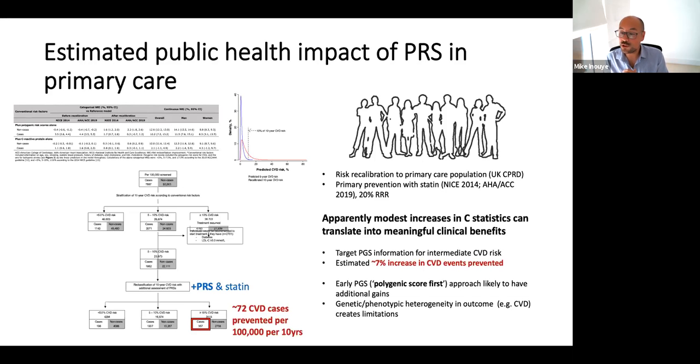So you can extrapolate from there. That's a general estimate based on a primary care population in the UK, and you can add your multiplier there to extrapolate to whatever size you want. But we're talking about thousands at the population level to tens of thousands if you're talking about big countries, that sort of thing. Prevented CVD cases per 10 years. So non-trivial. And what really came out of this, I think, that was striking to me, was that what looked like modest increases in C statistics really translated to what we estimate to be quite meaningful clinical benefits when paired with statins.